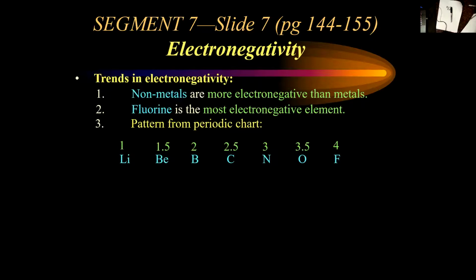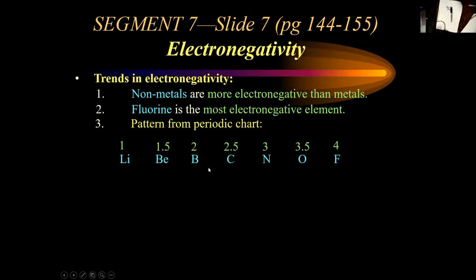So this scale was developed by Pauling. It ranges from 0 to 4 on the electronegativity scale. And if you assign a 4 to fluorine, then the pattern is pretty easy to remember. Starts with lithium, it's a 1, and then 1.5, 2, 2.5, 3, 3.5, and 4. So it just counts by half from 1 to 4 across the first row of the representative elements.